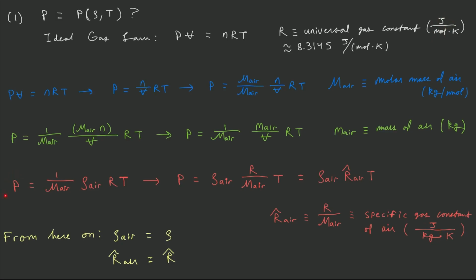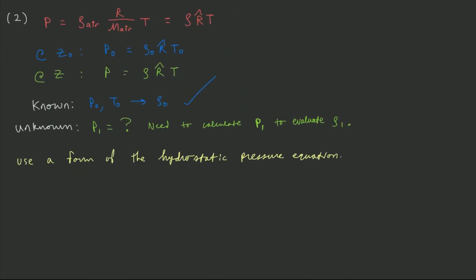So now we have an equation P is equal to rho R hat T, right? From now on, we're just going to call rho air rho and R hat air R hat, just for brevity. So now we have an equation P equals rho R hat T, where R hat is our specific gas constant, and we have an equation of state for the pressure, which describes it as a function of rho and T.